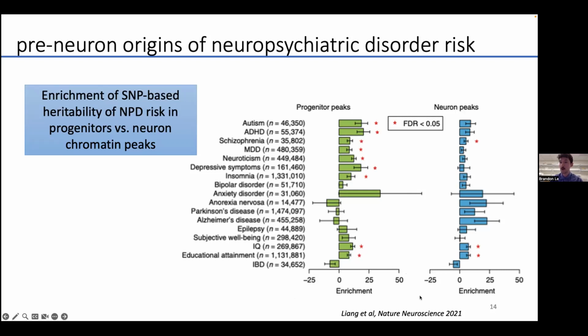So a former student in our lab, Dan, differentiated all these cell lines into neurons and compared partition heritability with those differentiated cells and compared back to their progenitor counterparts. And we found increased enrichment of heritability of all of these different neuropsychiatric disorders in progenitors. So a lot of risk for these traits may start quite early while these cells have yet to become neurons.